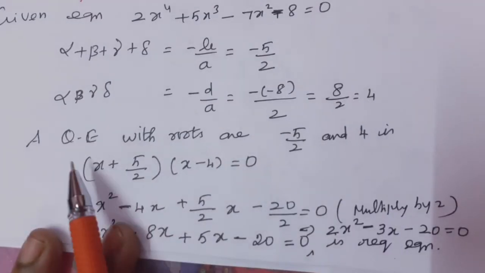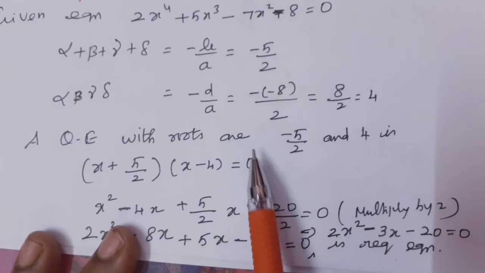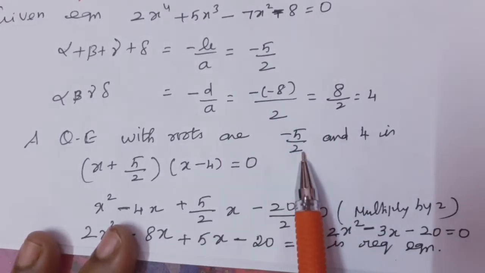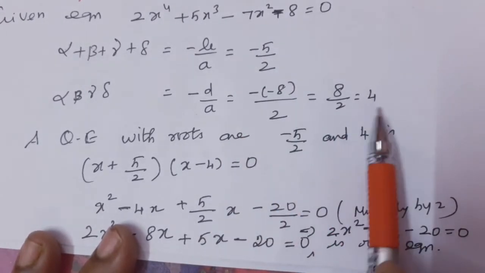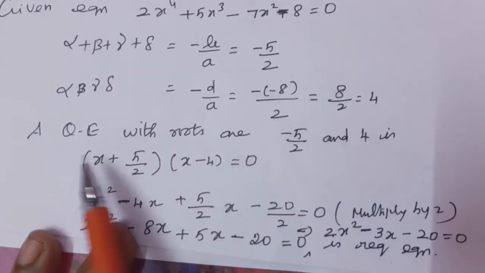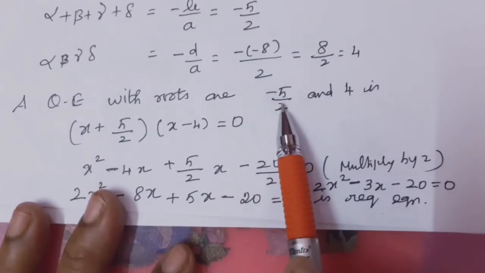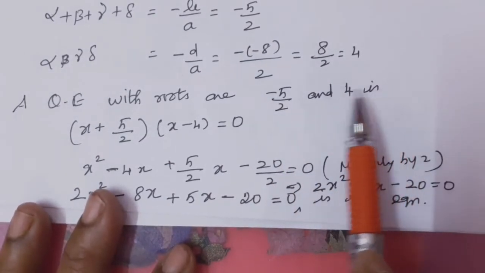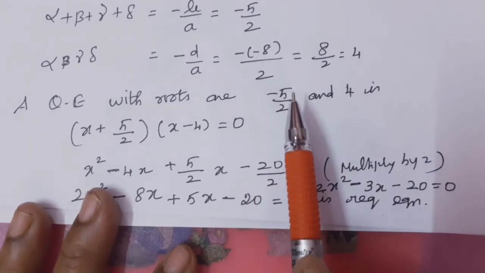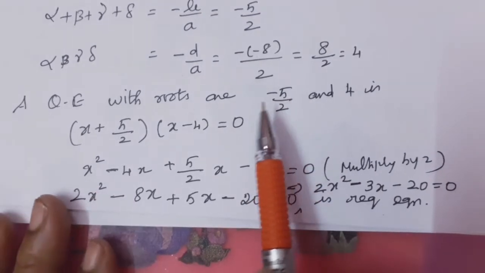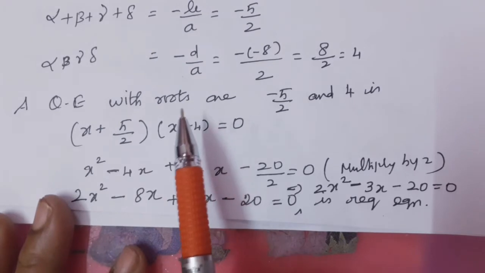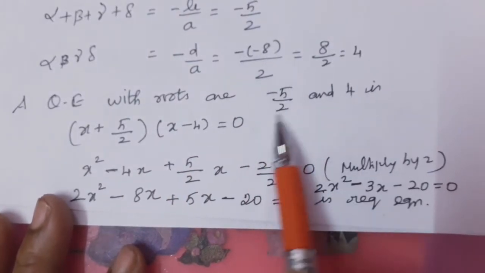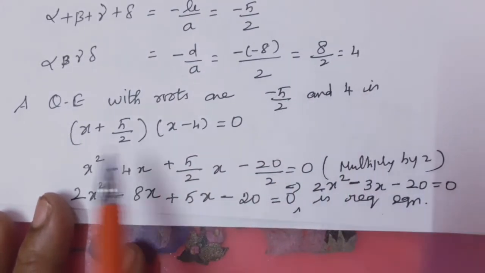So what is the quadratic equation? The quadratic equation with the roots, what are the roots? Sum of the roots as well as product of the roots. Sum is minus 5 by 2 as well as 4 is given. That is a quadratic equation with roots minus 5 by 2 and 4. So two roots are given now. Suppose a is a root, then x minus a is a factor. Similarly, if b is a root, x minus b is a factor. Here minus 5 by 2 is one of the roots, 4 is the other root.